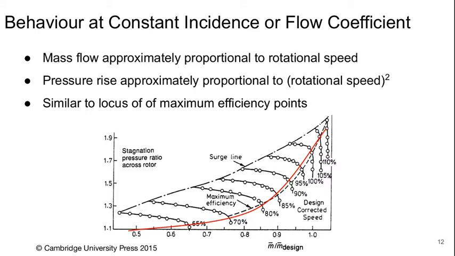We can also look at the behavior at constant incidence or constant flow coefficient. In this case, the mass flow is approximately proportional to the rotational speed, right, if the flow coefficient is roughly constant. And the pressure rise is approximately proportional to the rotational speed squared. So we get something that basically looks like a parabola, which is what I've sort of sketched in red here. And we see it's very similar to, but not identical to, the locus of maximum efficiency points along the characteristic.